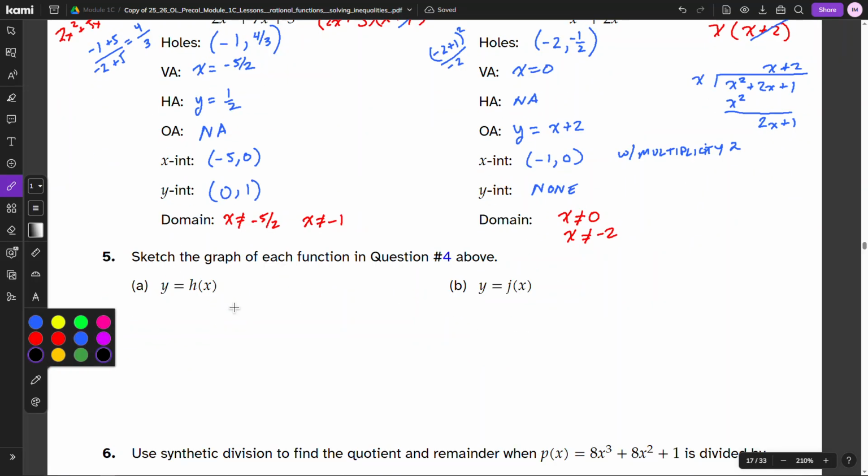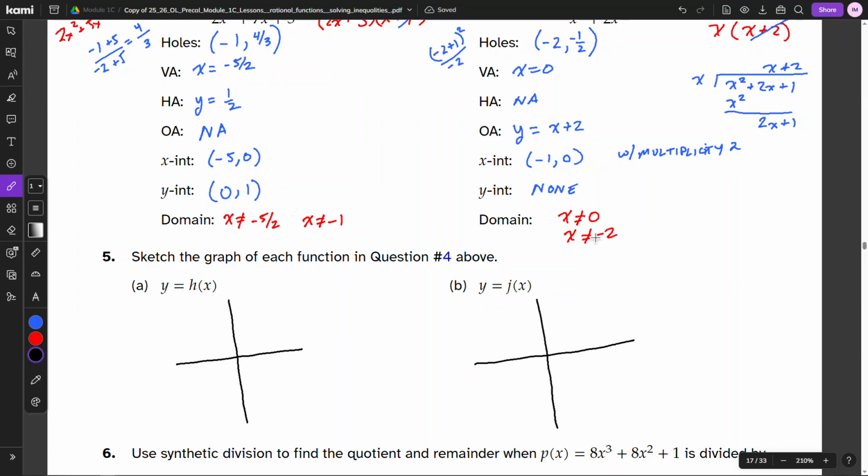And I will plot all of those key features first, to be able to get what I need. So for this one, horizontal asymptote y is 1/2. So let's draw that in. My computer is starting to lag a little bit. That's okay. All right, so y equals 1/2. Here, oblique y is x plus 2.